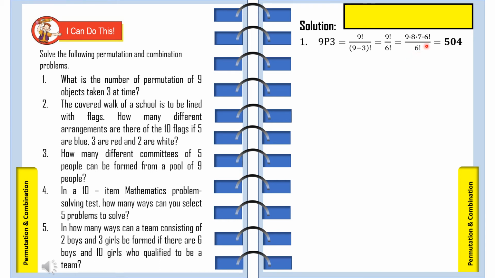So again, extrapolate tayo kay 6 factorial kasi ang ating denominator is also 6 factorial, para ma-cancel out natin yan. At ang matitira na lang is yung 9 times 8 times 7 which is equivalent to 504. So we have 504 ways.